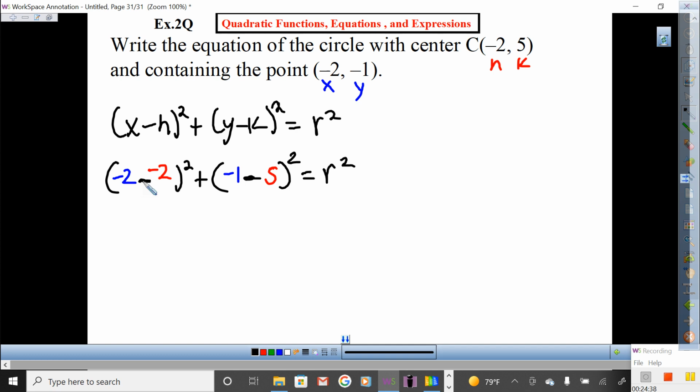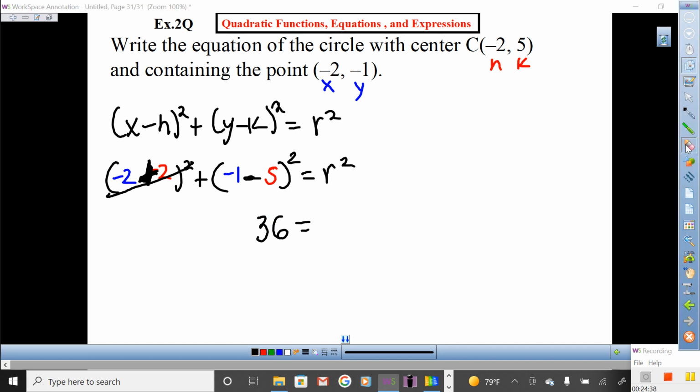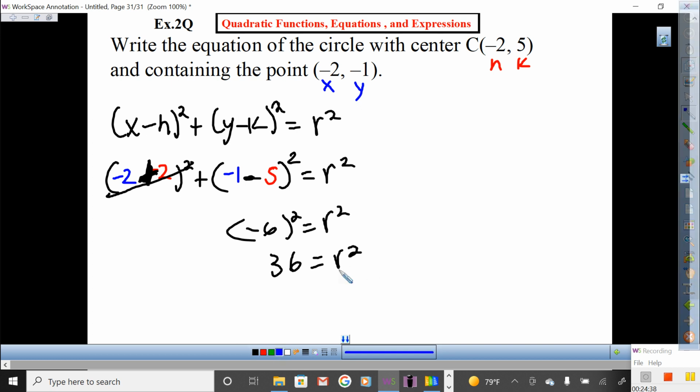Okay, so let's see. What is negative times a negative right here? This becomes a positive. So what is negative 2 plus 2? 0. They cancel, yes? Negative 1 and negative 5, that's negative 6 squared. That is 36 equals, let me write it out so that you guys can see it. Negative 6 squared equals r squared. That's 36 equals r squared. So, to solve for r, we take the square root, so 6 equals r. So now that we have r equals 6, do we know how to write our equation?